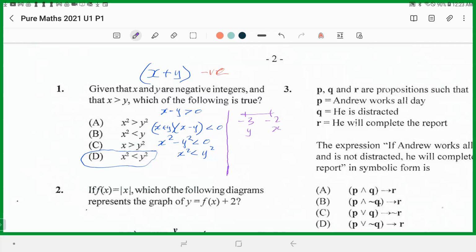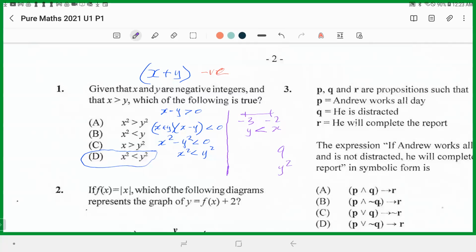And what does that mean in these answers? They are squaring the values. So right now, y is less than x, or x is greater than y. This way, you can write it this way. If I square the values, if I square the -3, it's going to become 9. So that is y squared.